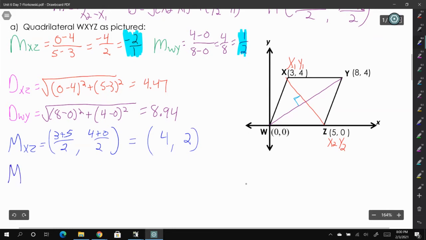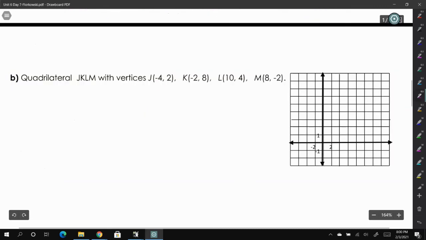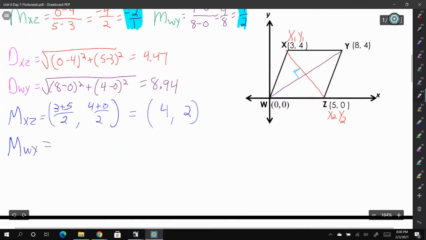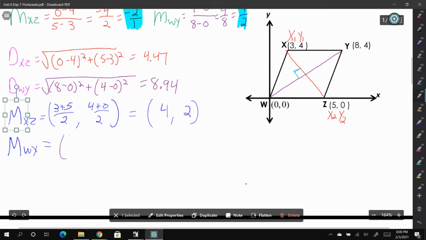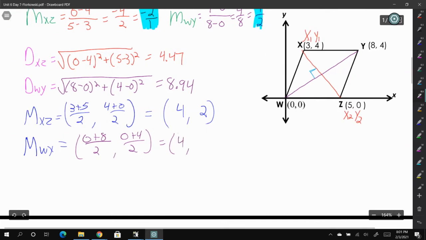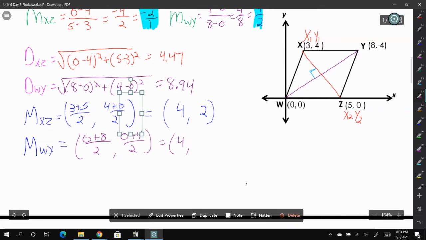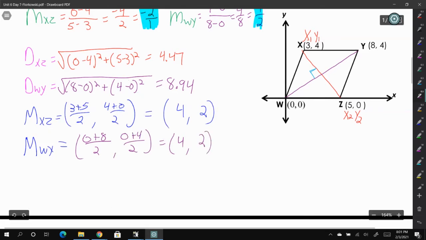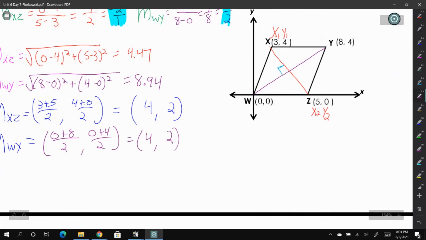Then we'll do the midpoint of WY. Okay, so adding the two x coordinates, 0 plus 8 over 2, comma, adding the two y coordinates, 0 plus 4 over 2. 0 plus 8 is 8, divided by 2 is 4. And 0 plus 4 is 4, and 4 divided by 2 is 2. So they have the same midpoint, which means they bisect each other.